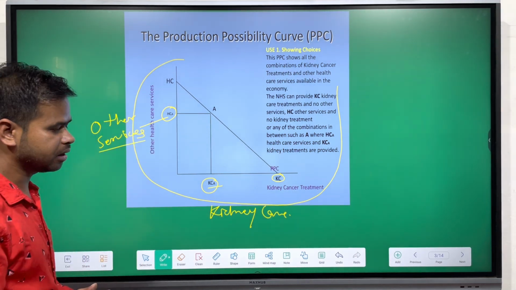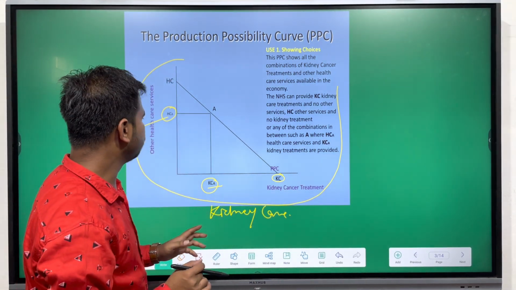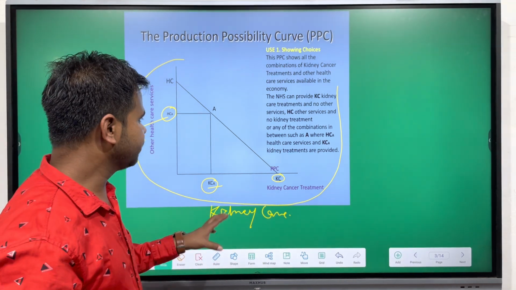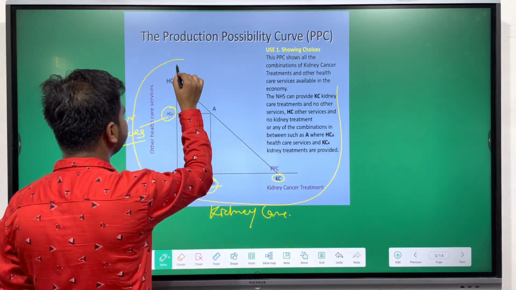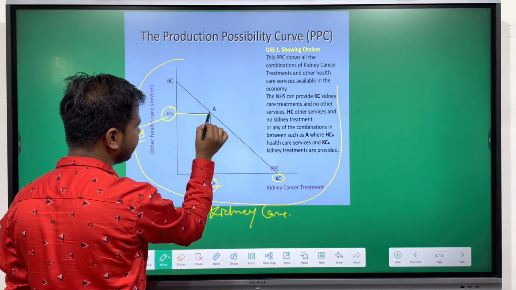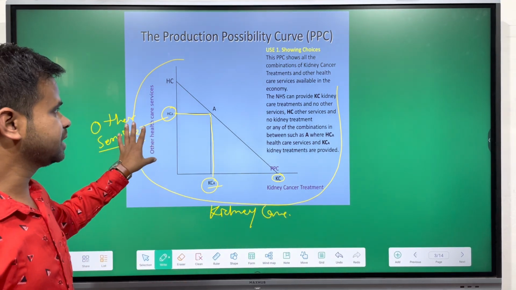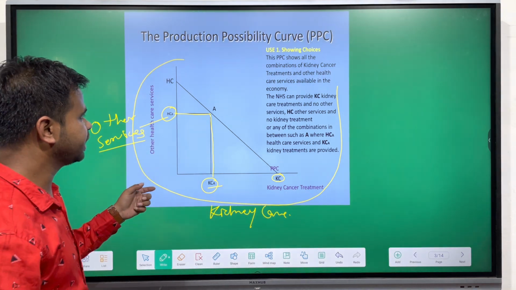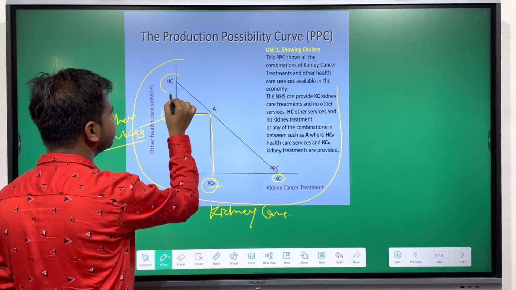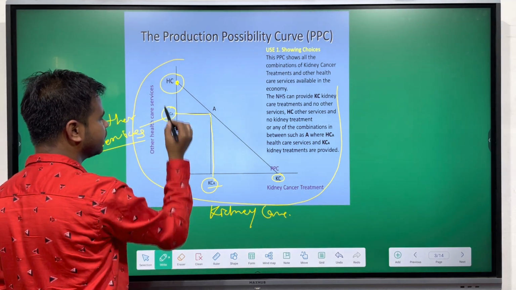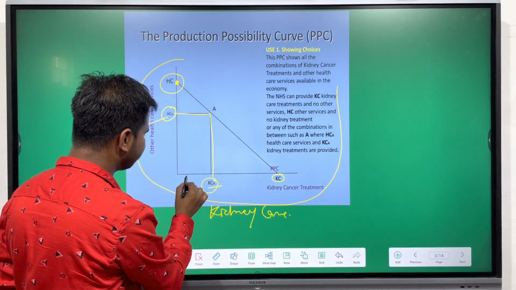Now, if we are looking at the economy of the whole country, then we have to look at whatever service is given by the hospital sector. You can understand by seeing this HCA and this KCA. This PPC is showing the combination of kidney cancer treatment and other healthcare services. It means if we go to this side, in the economy we will focus only on the other services, so kidney service will be zero.